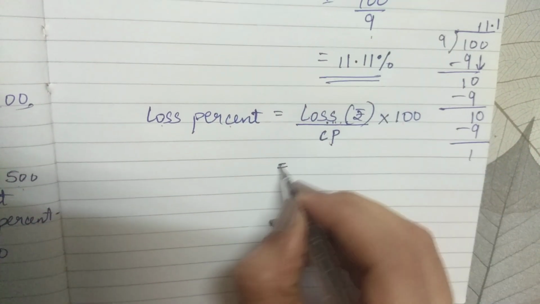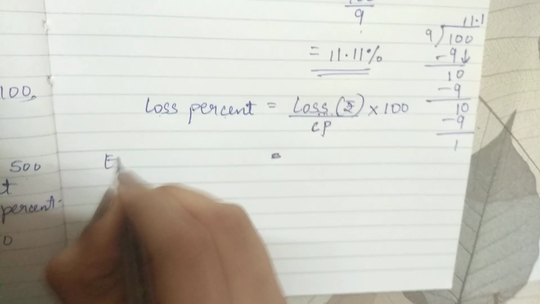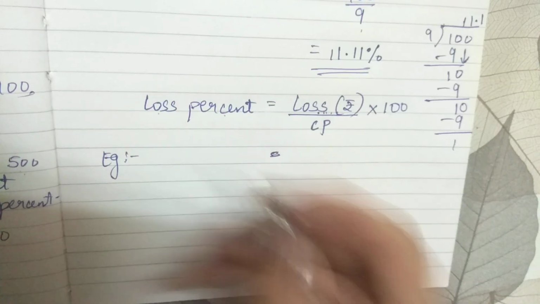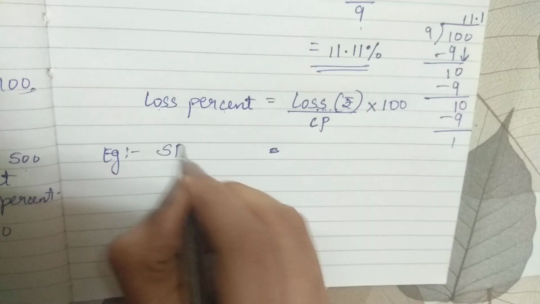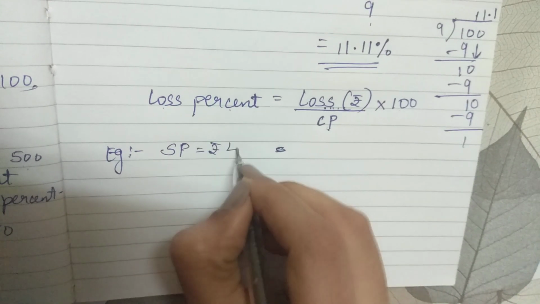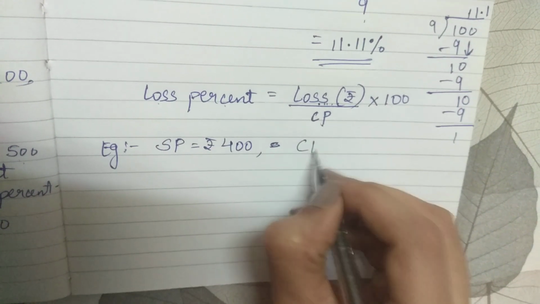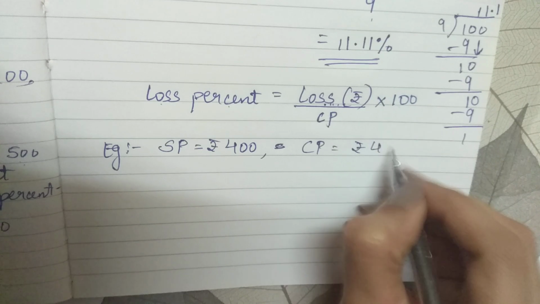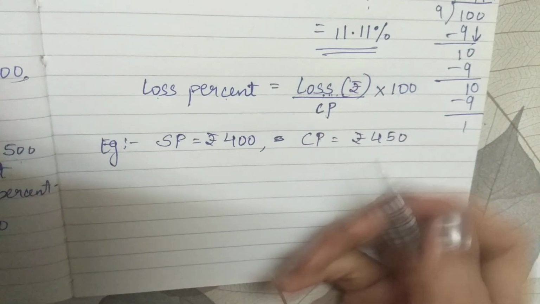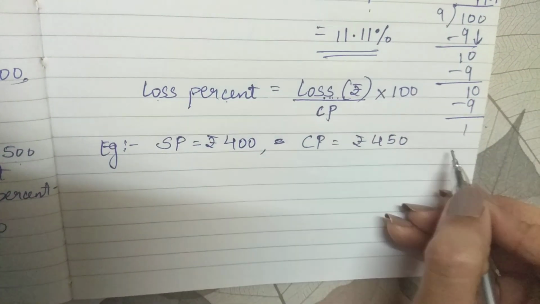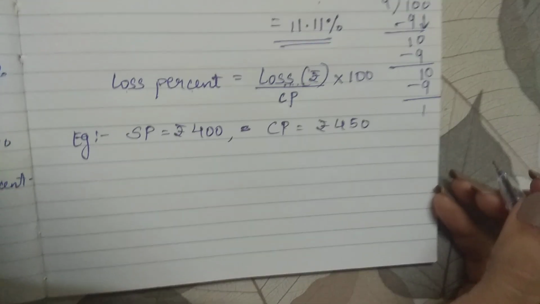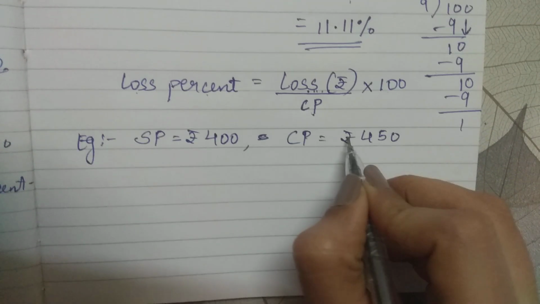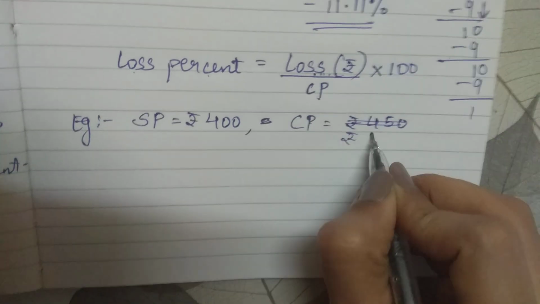So now let's see one example. Directly I'll be assuming, let's assume selling price is rupees 400 and cost price is rupees 450. Now let's see what will be the loss. Okay, instead of 450, let me take 500 rupees.